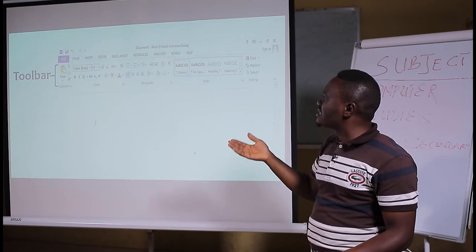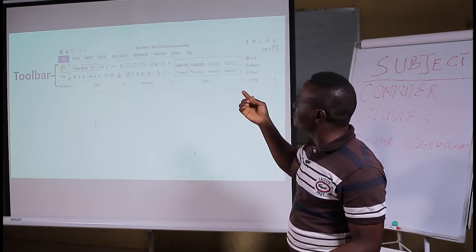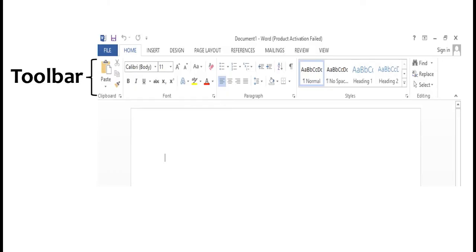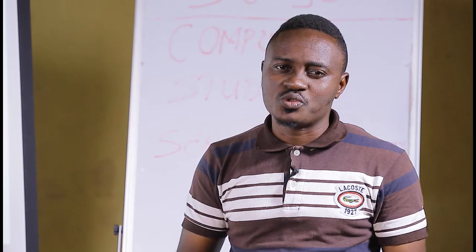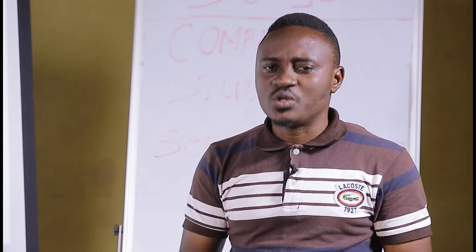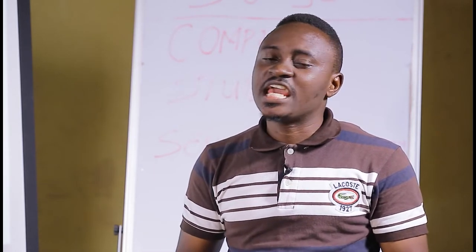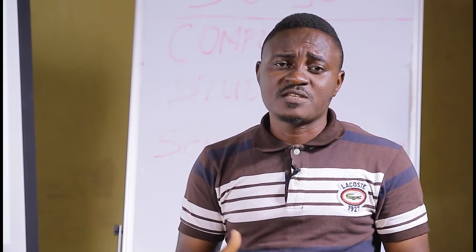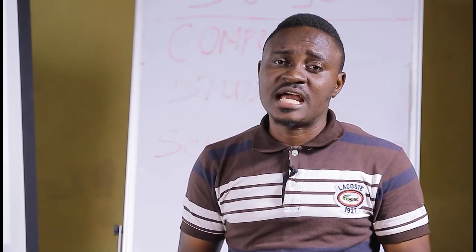When you go under, for instance, the design, or you go under the insert, you see different shapes: the oval shapes, the straight line, the triangular shapes, and every shape you can call, that would enable you to draw every diagram you need to draw on your Word document. So the toolbox or the toolbars are very important. They help us to navigate very fast and to perform certain functions very easily and in good time.